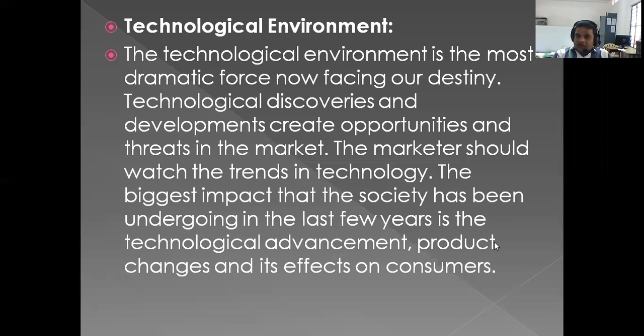As an industry, as a responsible industry, it is your duty to follow these changes. Otherwise, what will happen is you will become obsolete. You will become outdated. If you don't keep updated along with the technology, you will certainly become outdated. So the technological environment is also having more impact on society.